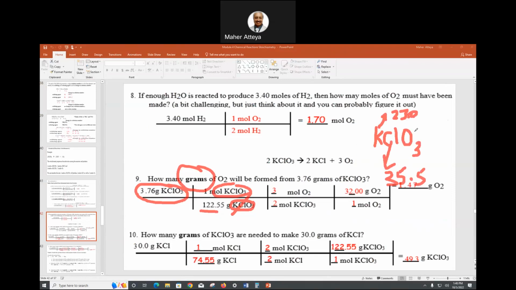Oxygen is 16, but it has been multiplied by 3. 3 multiplied by 16.0 gram per mole. When you add this one here with this one here, potassium is not 23. That's potassium. Potassium is 39. Sorry, potassium is 39.